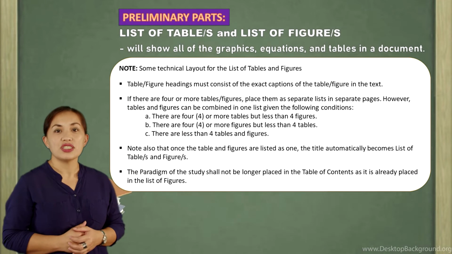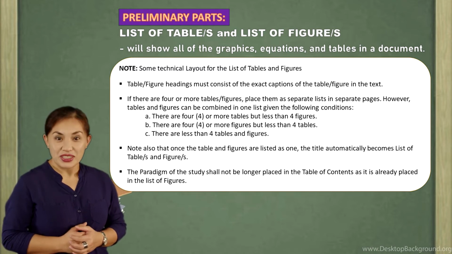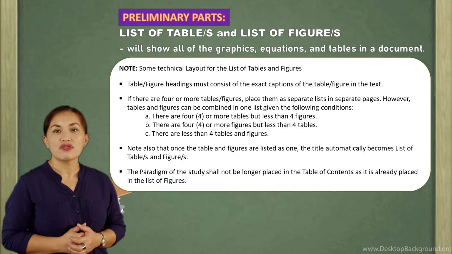Next, we have the list of table or tables and the list of figure or figures. A list of figures and or a list of tables will show all the graphics, equations, and tables in the document. However, for an element to be recognized, it must have a caption. Please take note of the following. Table or figure headings must consist of the exact captions of the table or figure in the text.